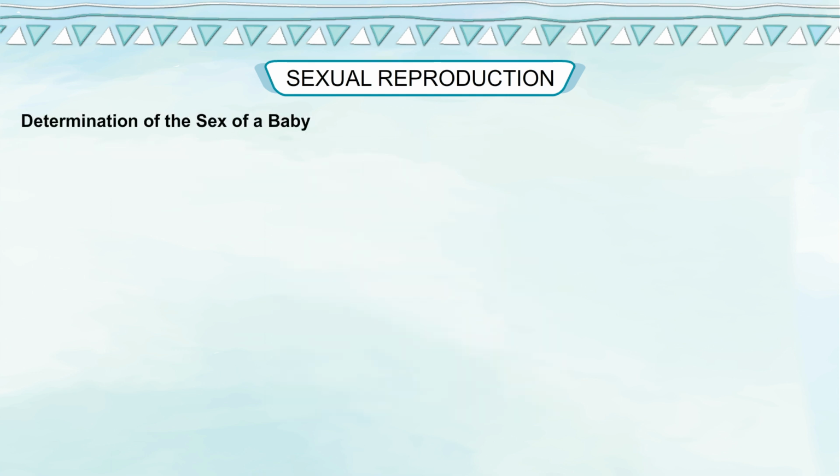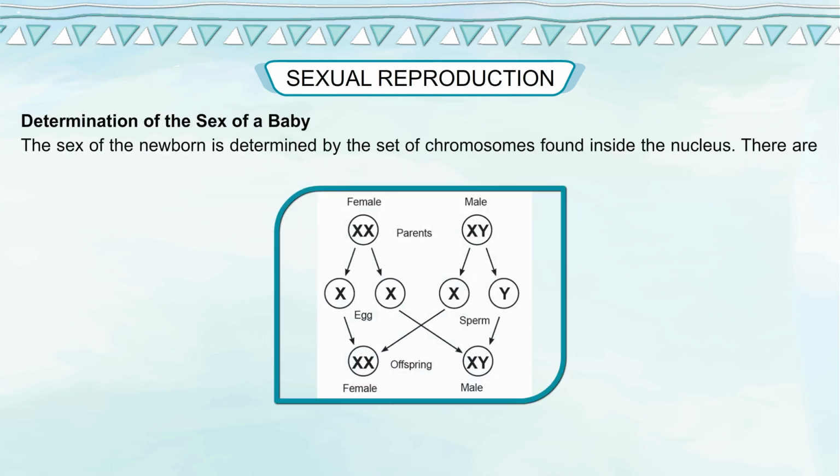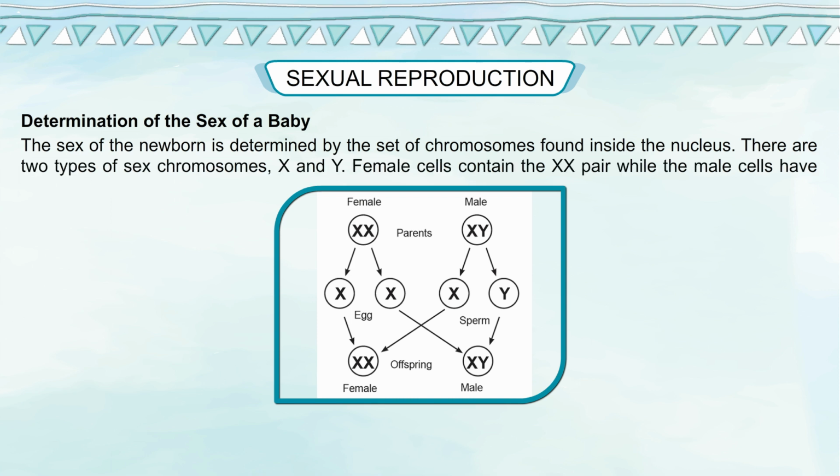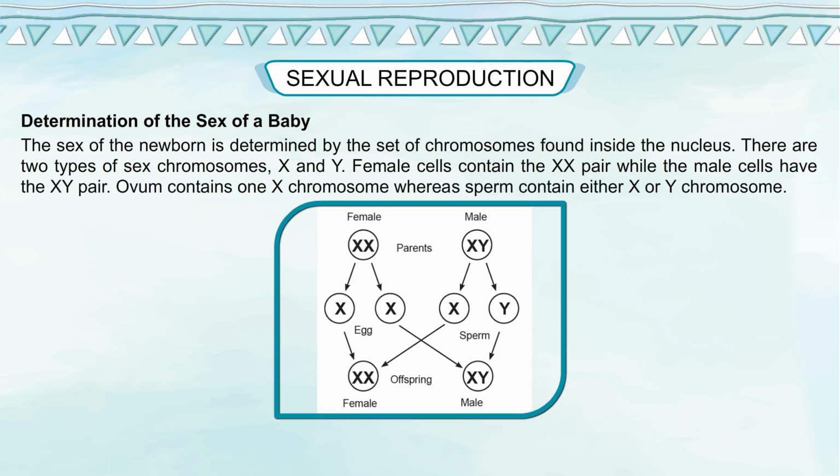Determination of the sex of a baby. The sex of the newborn is determined by the set of chromosomes found inside the nucleus. There are 2 types of sex chromosomes, X and Y. Female cells contain the XX pair, while the male cells have the XY pair.